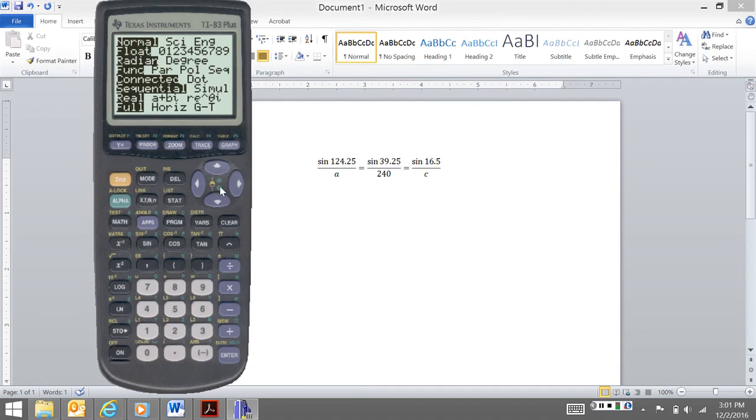Now first check your mode. Make sure you are in degrees because these are all given in degrees, and if you're in radians, this isn't going to work. So I'm going to do 240 times sine of 124.25, and then I'm going to divide by sine of 39.25, and my side is 313.5449, and I'm sure I'm going to have to round this.